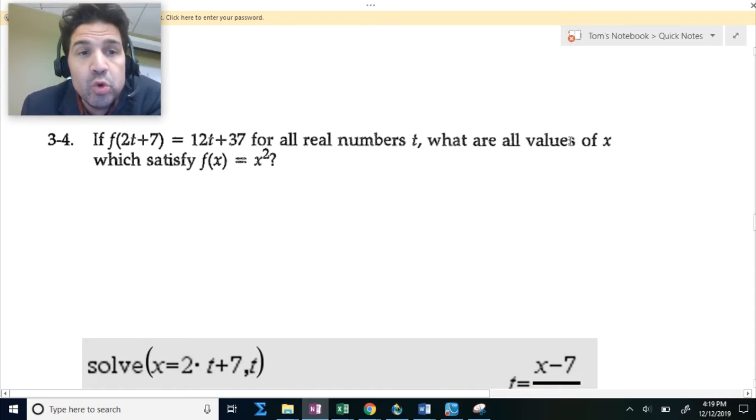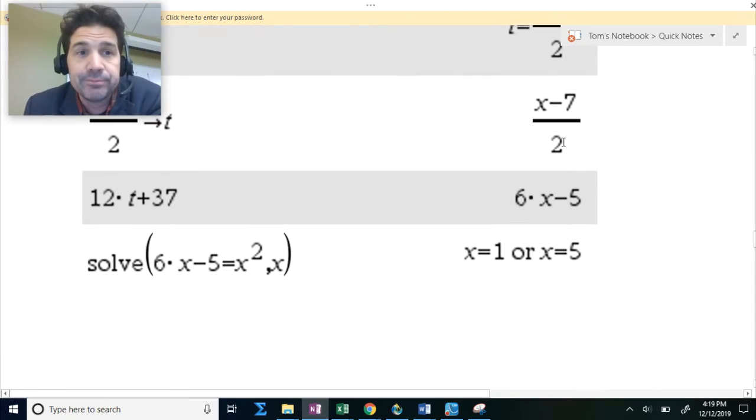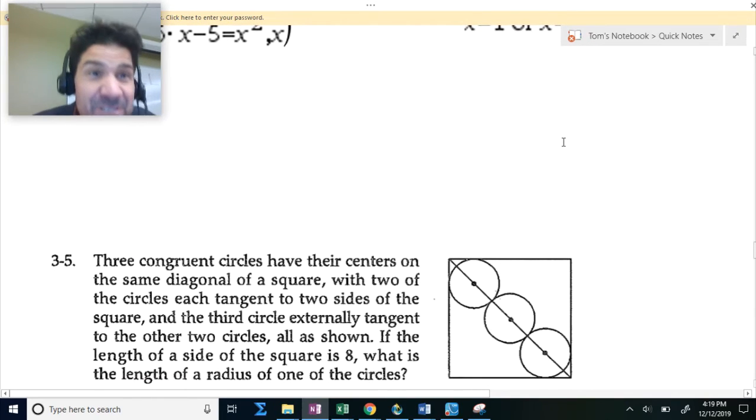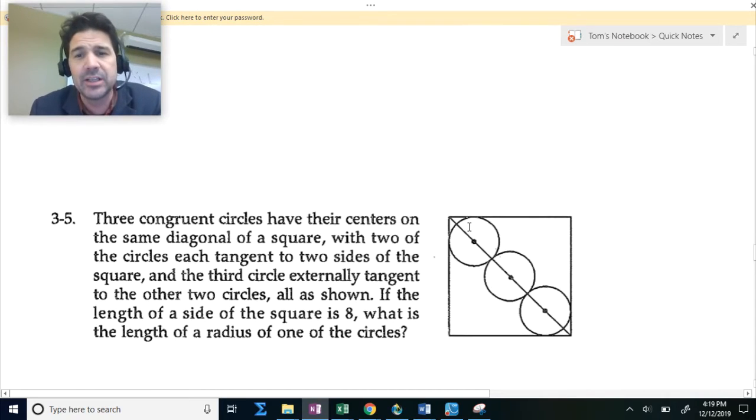That's usually a hint that there's more than one, and there are 2. On to 5 already. We're on 5. Whew, we are flying. This one, basically, you got these 3 congruent circles. That means they all have the same length radius, and they all have centers that lie on the diagonal of a square with side lengths of 8.